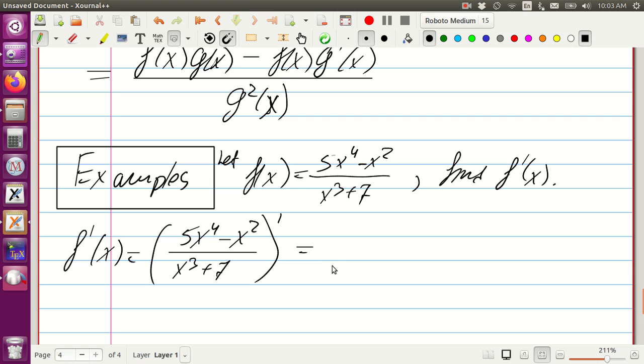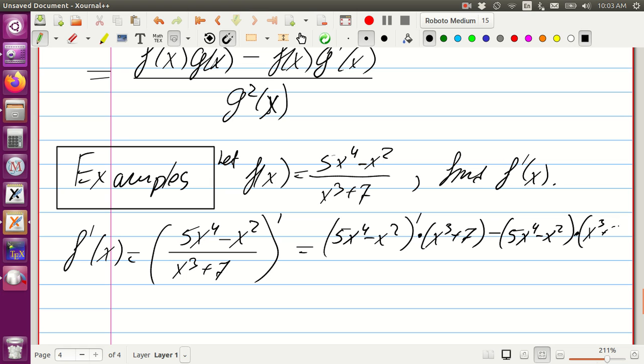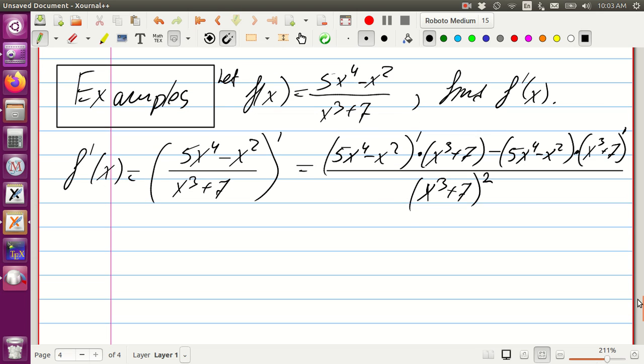We have, according to the rule, the derivative of 5x to the 4 minus x squared times x cubed plus 7 minus 5x to the 4 minus x squared times the derivative of x cubed plus 7 divided by x cubed plus 7 quantity squared. So let's try to do that one at a time.